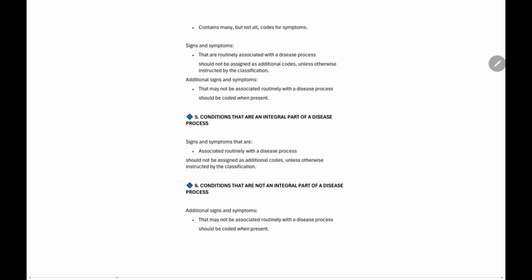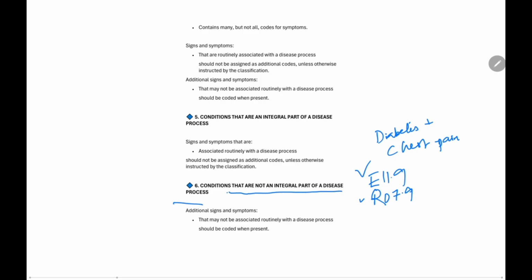So what will you do? You will code both, right? Diabetes plus chest pain. Patient is admitted with both. Okay, so then you will code E11.9 and R07.9. This is how we will code both because they are not interrelated. Conditions that are not an integral part of a disease process, additional signs and symptoms that may not be associated with the disease process should be coded when present. If it is present associated with the major condition, you should mention it, as simple as that.